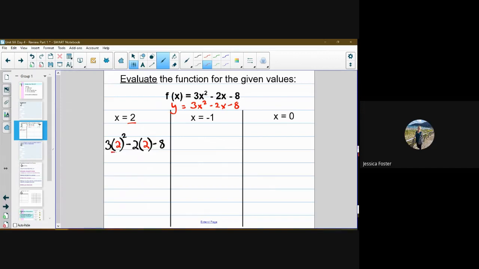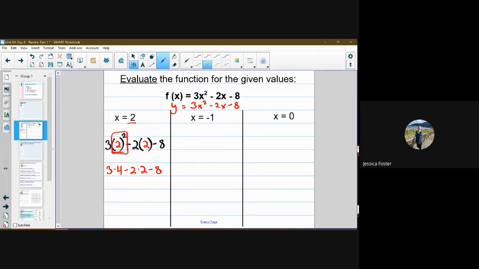So to start with, let's square our x value, which is 2. So 2 squared is 4. So I'm going to have 3 times 4 minus 2 times 2, still didn't change anything here, and minus 8. The only thing we did is square our 2 value.